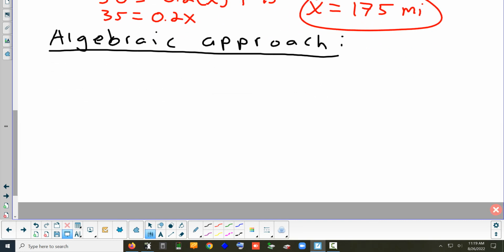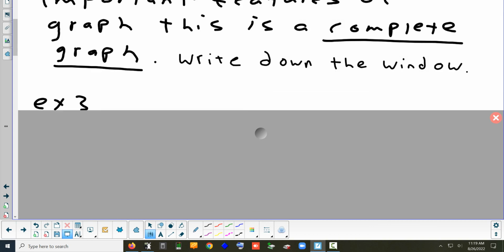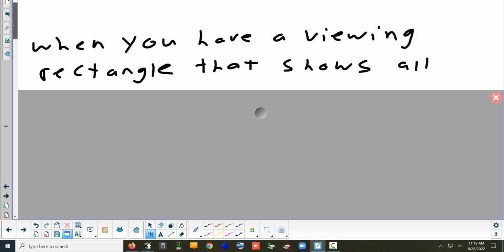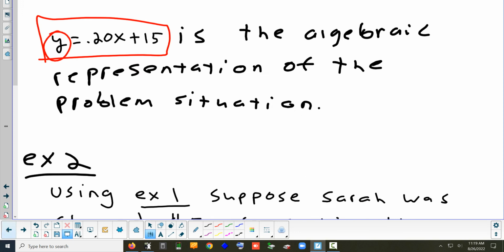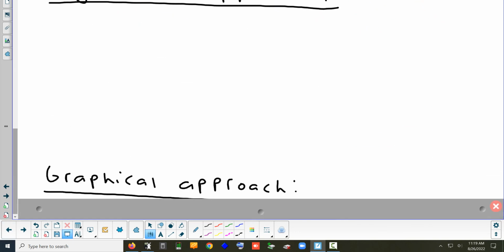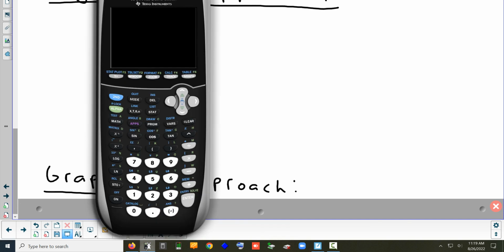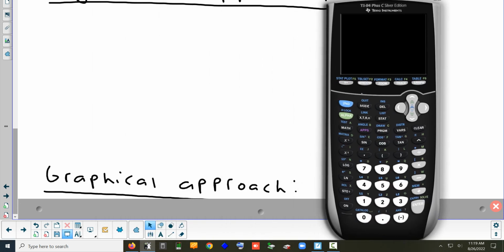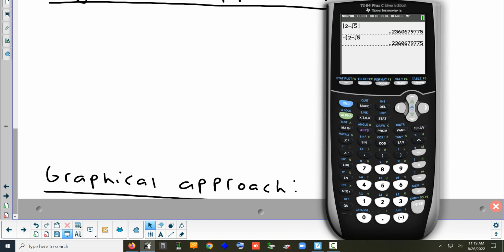So another way we can do it is more of a graphical approach. So when we do it graphically, we're going to use the calculator. We're not going to be doing any algebra at all. So on the calculator, what we're going to do is we're going to turn it on. If you have anything on the screen, you can press clear. You can leave it there if you want. It doesn't really matter. But what I need you to do is press y equals.